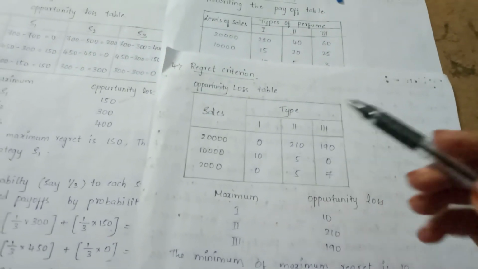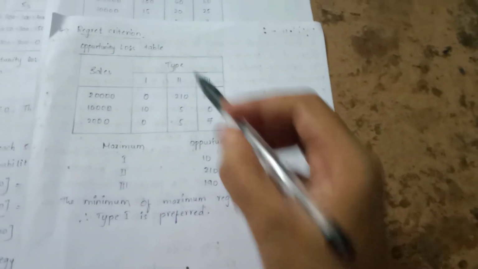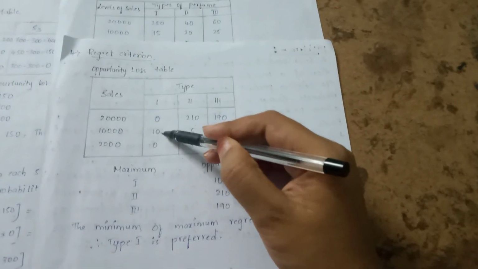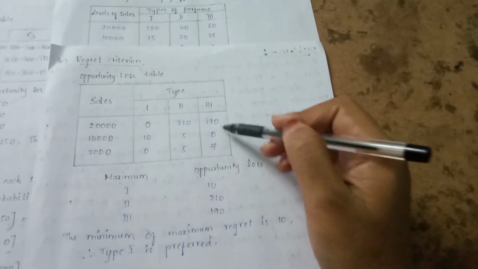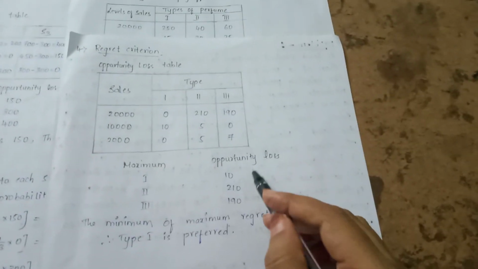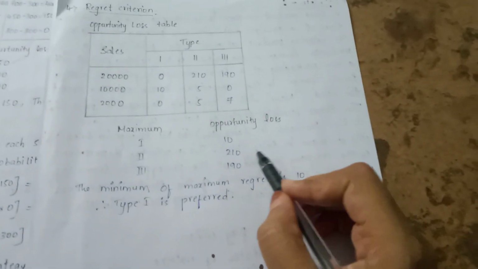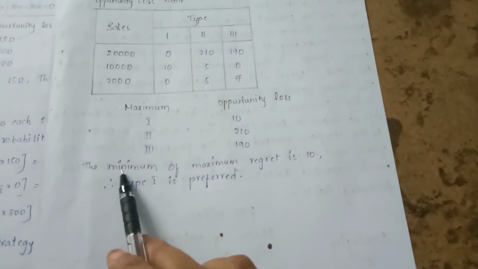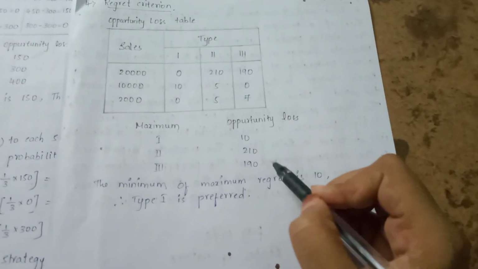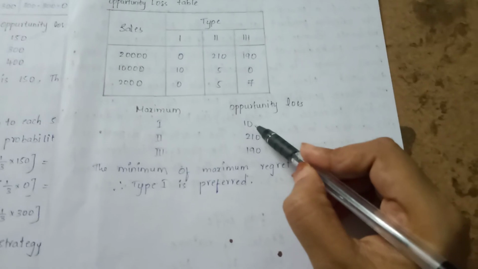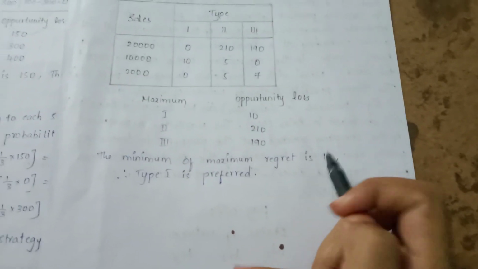In these we need to take the maximum regret, that is the maximum opportunity loss. In the first type, the maximum regret is 10. Next, here the maximum regret is 210. In the third type, the maximum regret is 190. After taking the maximum regret values, from these we need to take the minimum regret. We need to consider the minimum of maximum regret. In these three maximum regret values, which one is the minimum, students? That is 10. So the minimum of maximum regret is 10. So type 1 perfume is preferred.